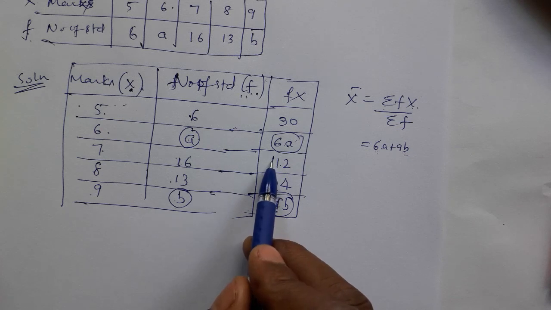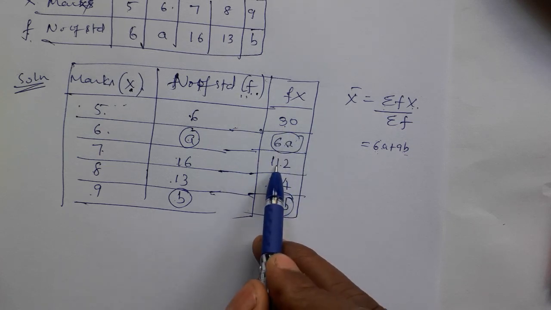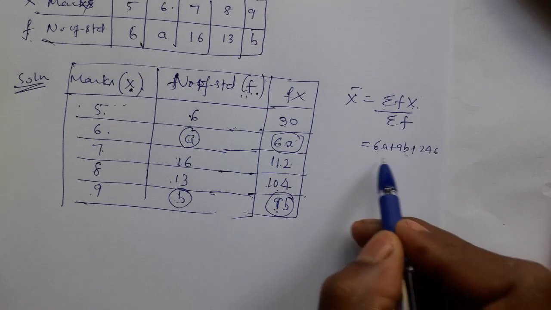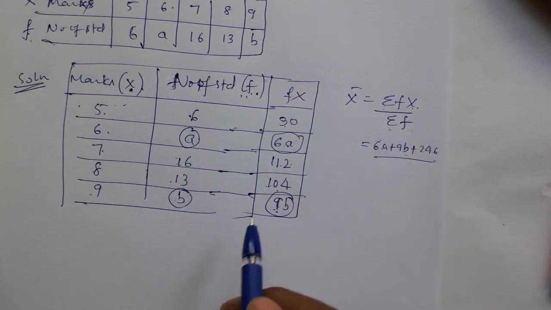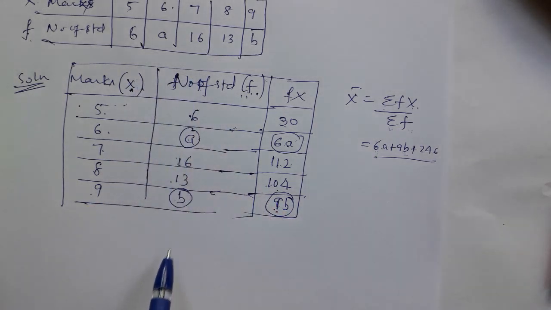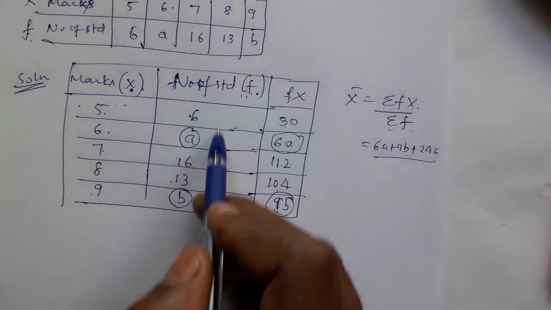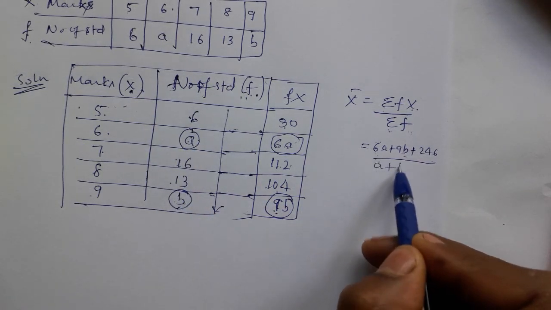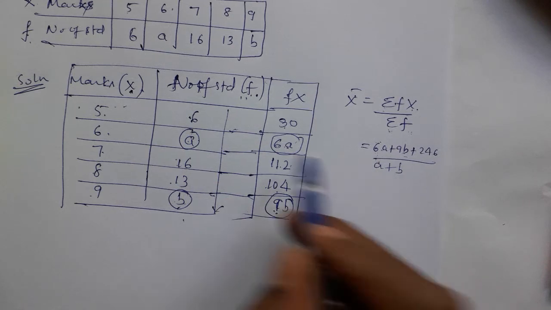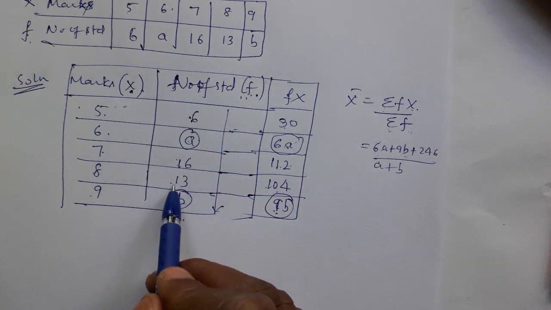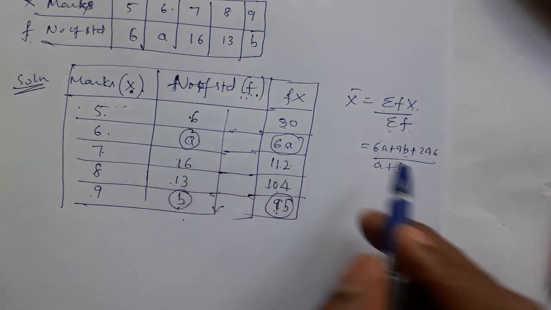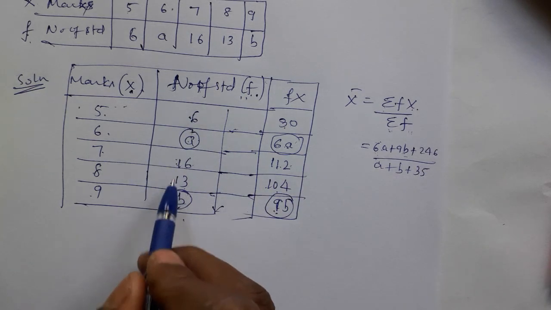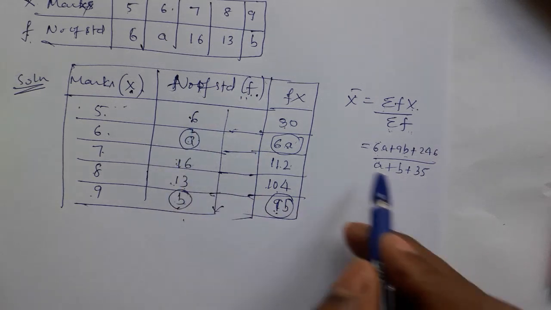100 plus 100, 200, 230, 240 plus 6, 246 plus 6a plus 9b, by sigma f. Sigma f means the total of f. While adding the f total, here also there are two variables. Those two variables we keep the same, a and b, write them as they are. The remaining values are 10 and 10, 20, 29 plus 6, it is 35. So a plus b plus 35 equals x bar.